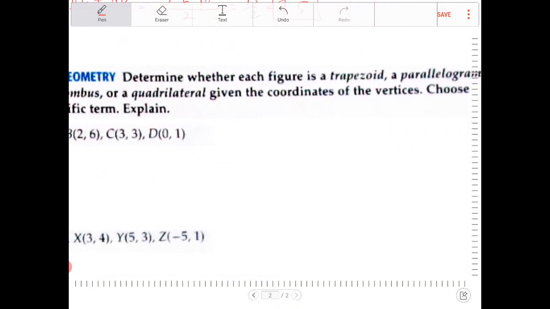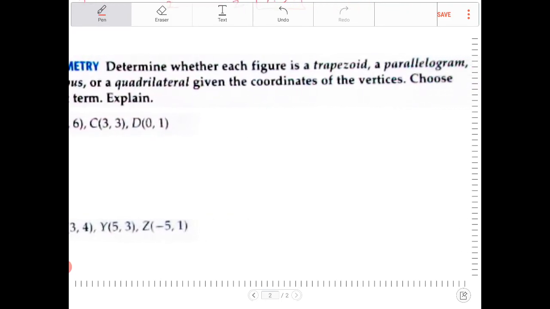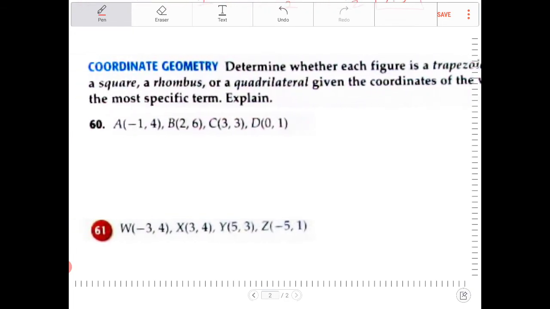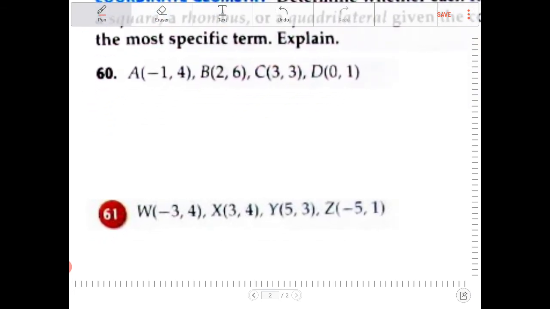Okay, determine whether each figure is a trapezoid, parallelogram, square, rhombus, or quadrilateral, given the coordinates of the vertices. Choose the most specific term and explain. Okay, so there's no other way of doing this but to find out some information about this, right? So I have A, B, C, D, right? So I'm going to determine whether or not the slopes are going to be the same. So let's do a slope of AB.